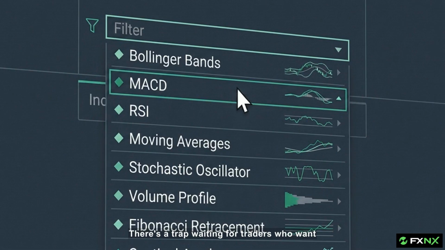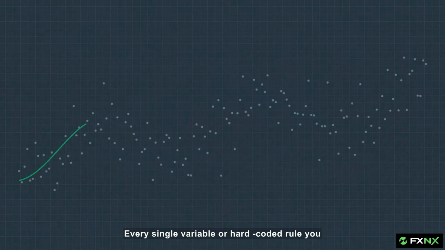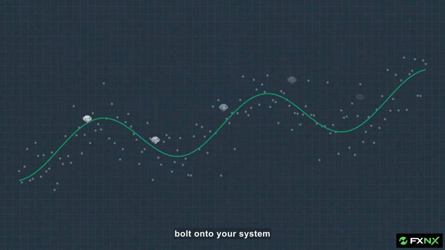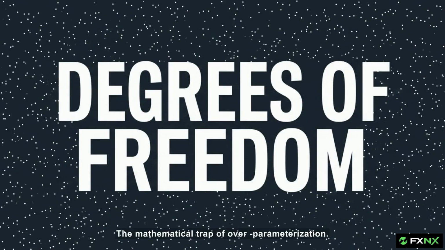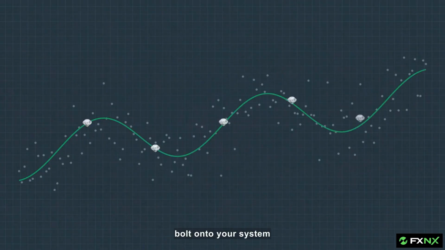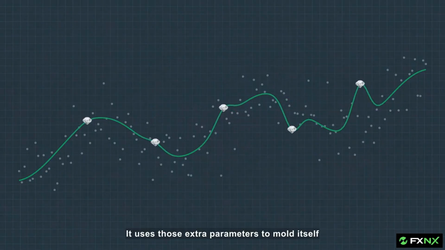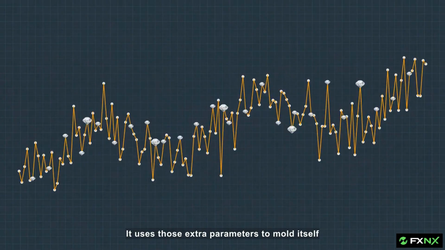There's a trap waiting for traders who want a smoother equity curve: the urge to add just one more filter. Maybe a moving average to confirm the trend, then a time of day restriction. In data science, this leads straight to the curse of dimensionality, the mathematical trap of over-parameterization. Every single variable or hard-coded rule you bolt onto your system gives the optimization engine another loophole to cheat. It uses those extra parameters to mold itself perfectly around historical noise.